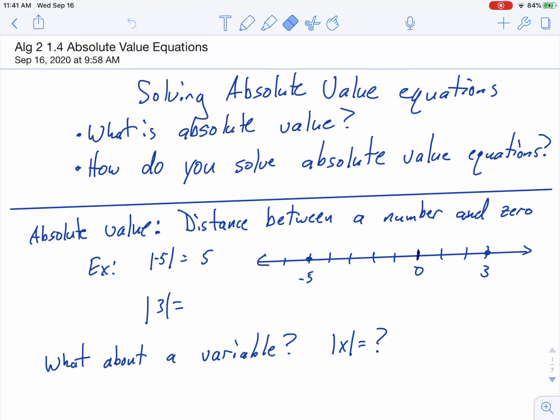This week we are starting with absolute value equations. This is section, not that it really matters to you, but 1.4. So last week we reviewed solving equations, throwback to Algebra 1. Now we're going to be solving absolute value equations.